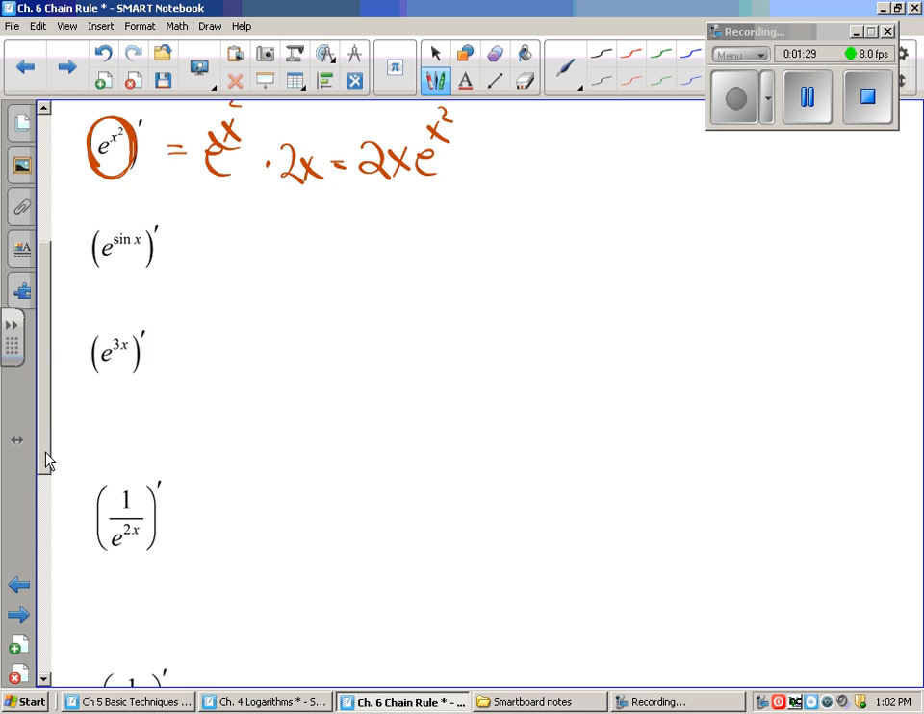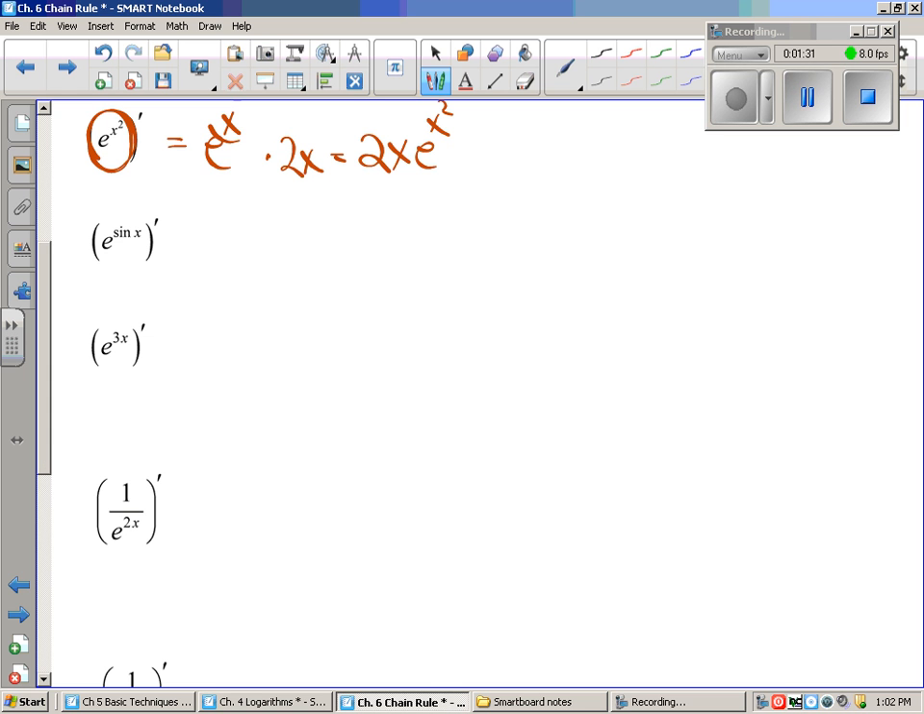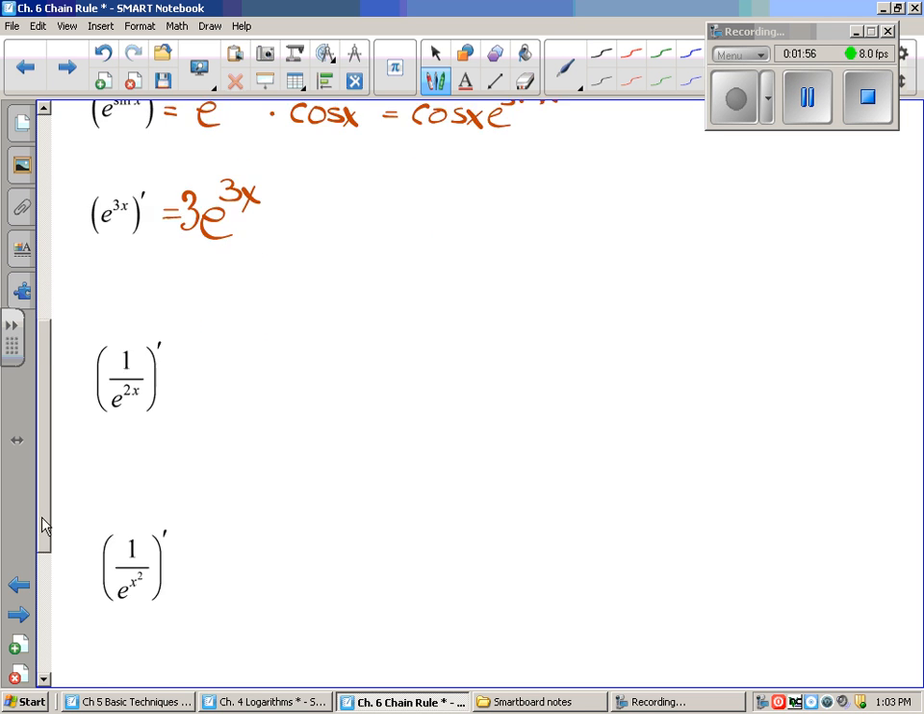Let's do the next one. So e to the sine x. Again, that would mean e to the sine x times the derivative of sine. And so just to rewrite that, and that's how that would look. Let's try another one. Or maybe you could try this one. e to the 3x times what? 3. Good. And so it would be 3 e to the 3x. How about this one?